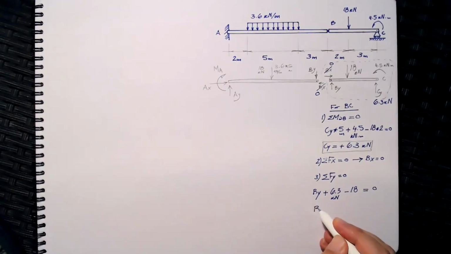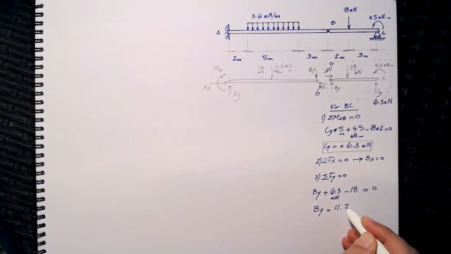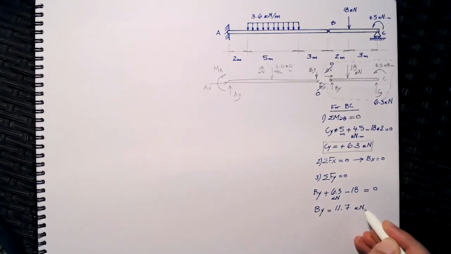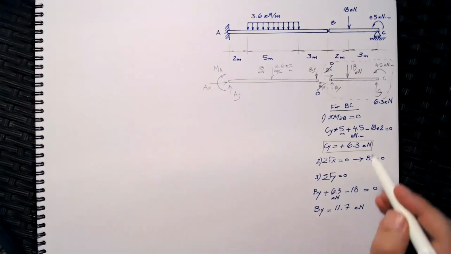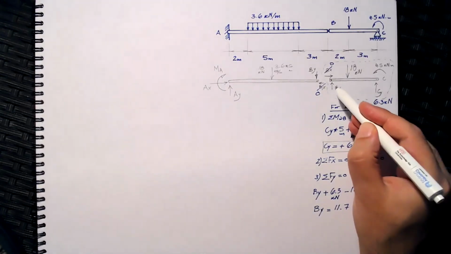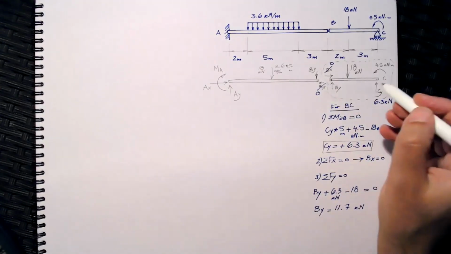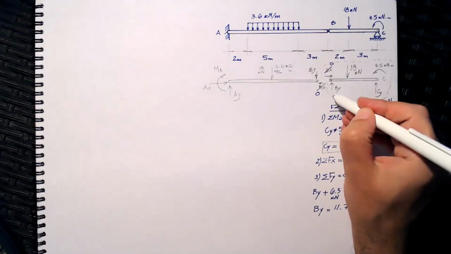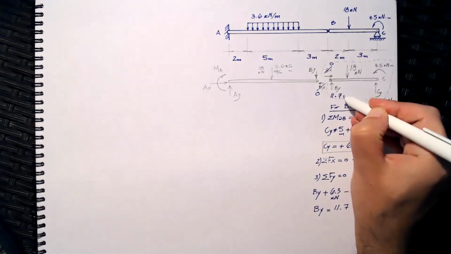So By equals 11.7 kilonewton. So the sign is positive. And what does that mean? It means this is the correct direction. By is actually going upward here, and the magnitude is 11.7 kilonewton.